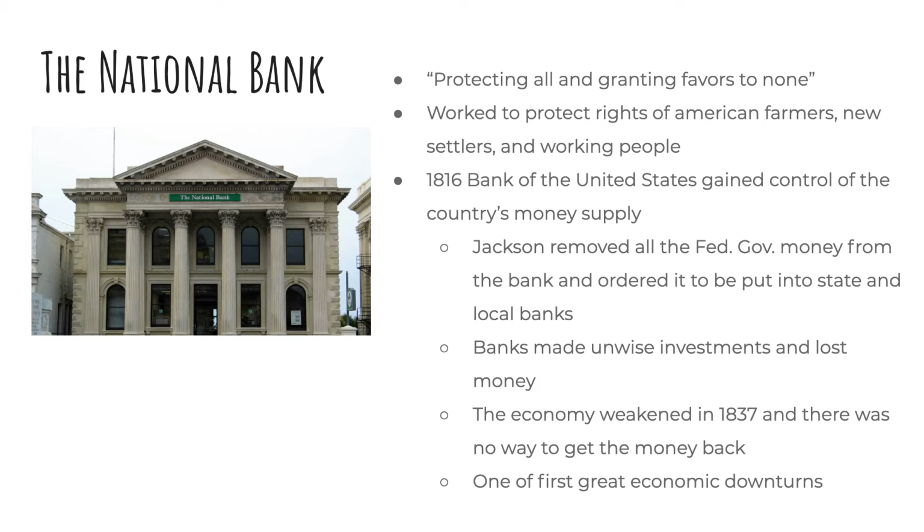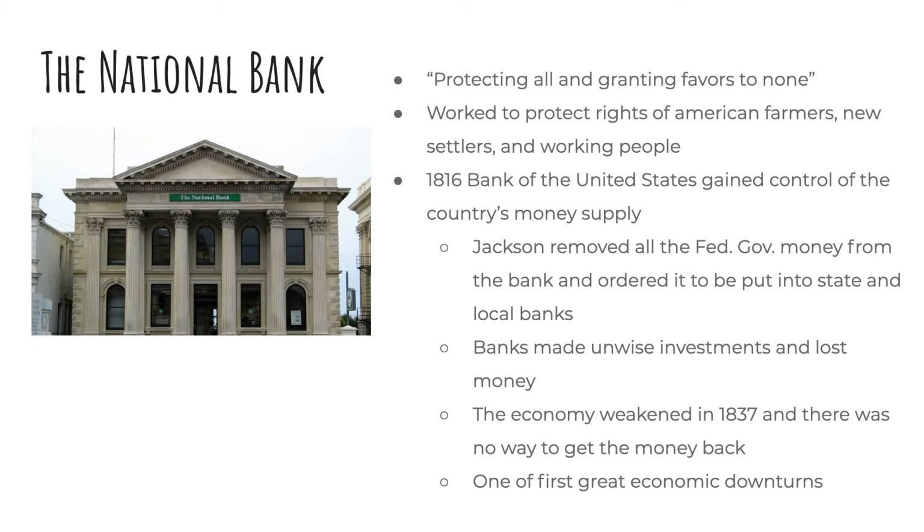One of the mottos that he followed was protecting all and granting favors to none. So what this kind of means is that he wanted to protect the rights of the regular common people, especially those of farmers, settlers, the working people. And he didn't want to grant favors. He didn't just want to give things away to people who didn't really deserve it.